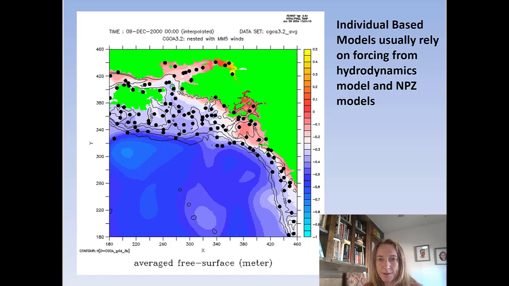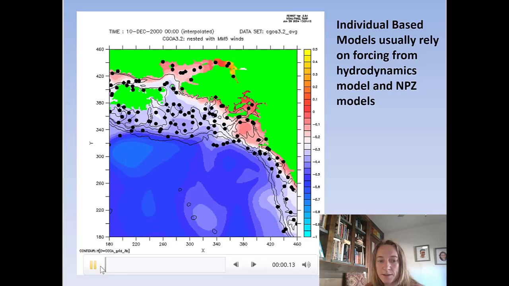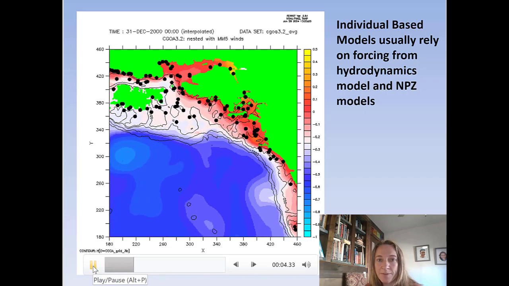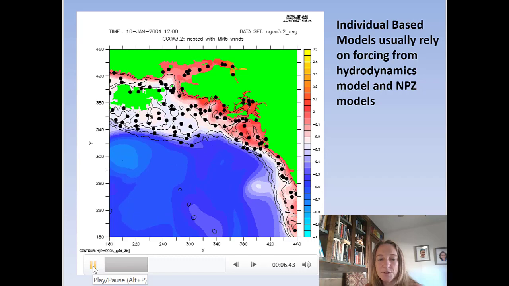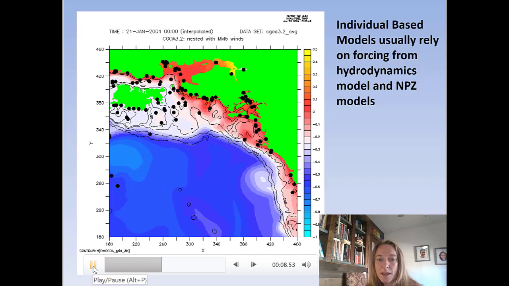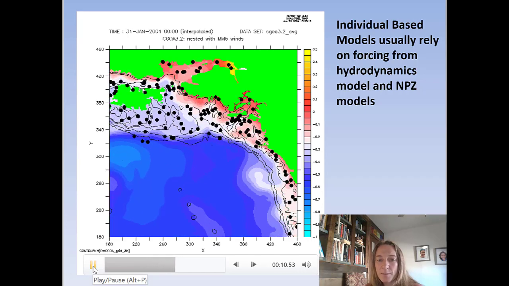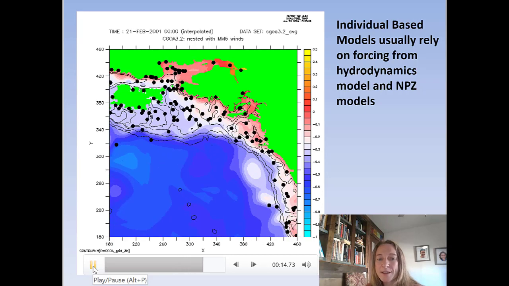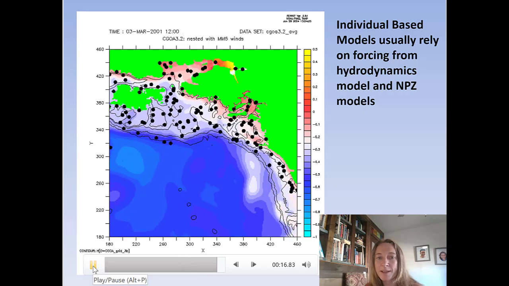So I want to show you a quick example of some model output from an individual-based model to give you an idea of what we're talking about here. So let me just hit play. In this example, each of the little black dots that you see moving around there represents an individual pollock larva that we're simulating, and we're following the individual's behavior, growth, etc. as they are advected around the Gulf of Alaska.